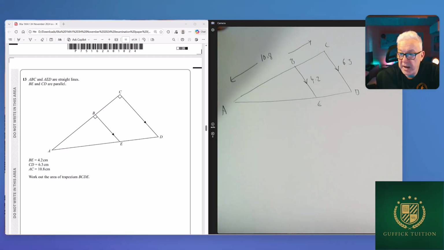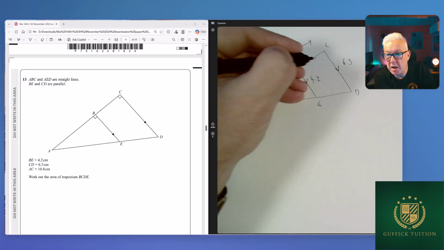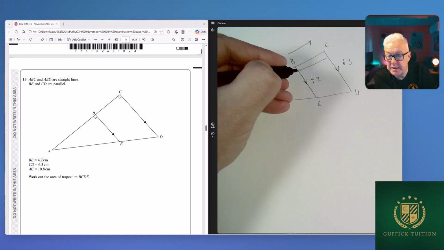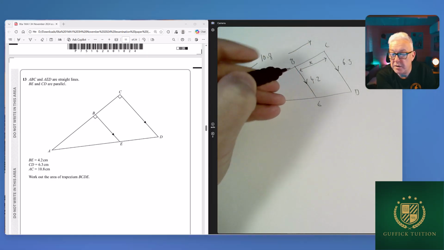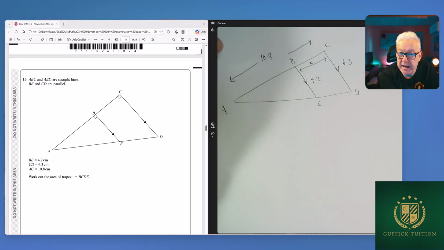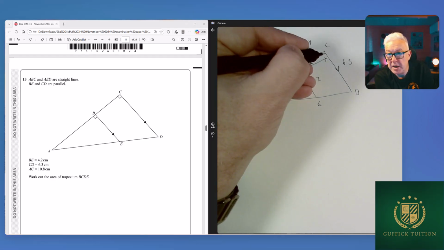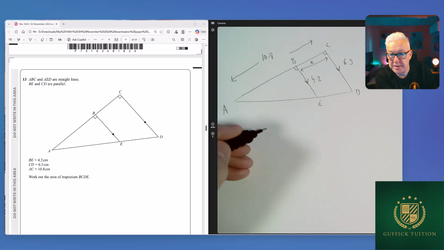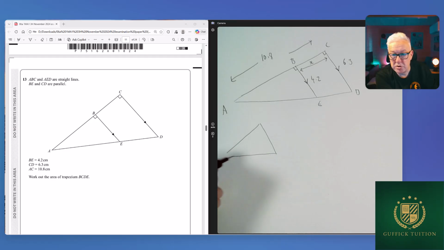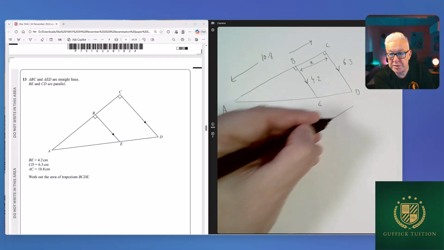In order to find the area of the trapezium, we need to know what this distance here is, because the area of a trapezium is the two parallel sides added together times the distance which they are away from each other. When you've got these kinds of triangles, the best way to deal with this situation is to just draw the two triangles separately.